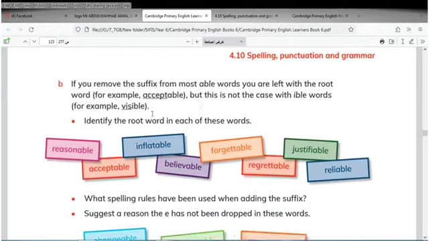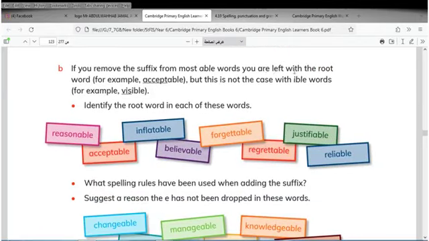And if you remove the suffix from most ABLE words, you are left with the root word, like acceptable, accept. Visible, it is vis. So can you take this ABLE or IBLE and put it with other words? Like reason, reasonable, ABLE. Acceptable, accept, ABLE. Inflatable, inflat, ABLE. Believable, believe, ABLE. Forgettable, forget, ABLE. Regrettable, regret, ABLE.